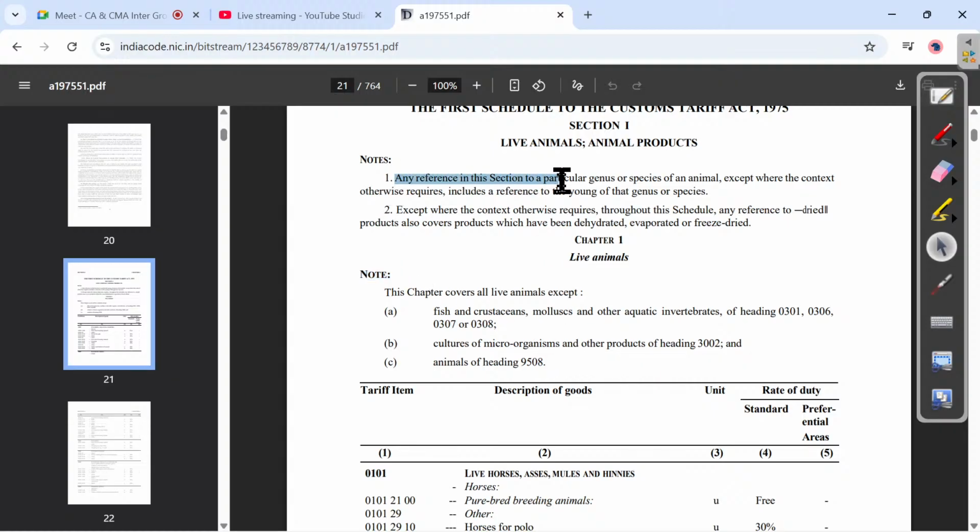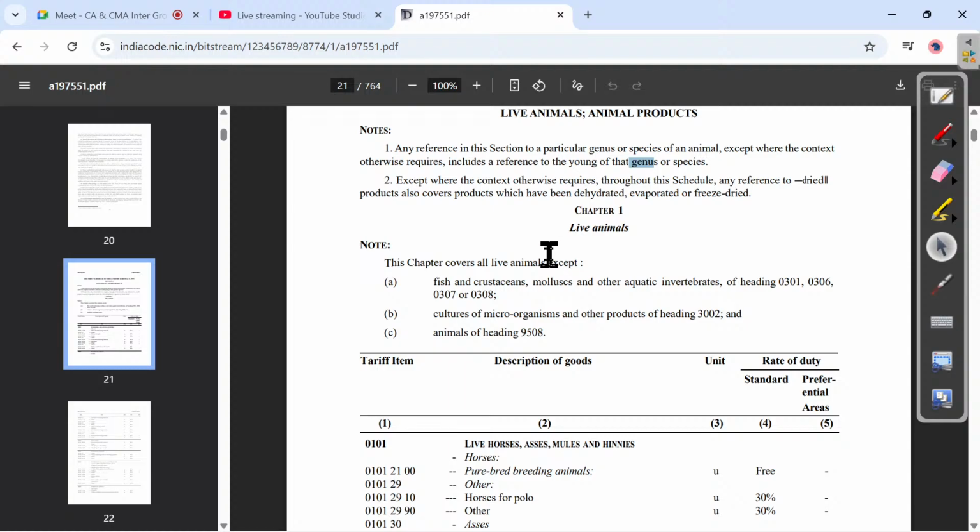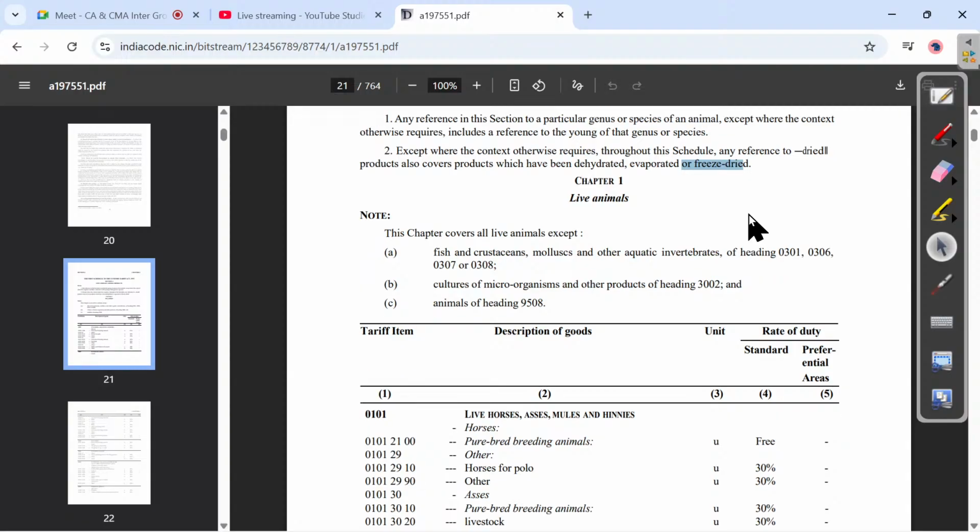Any reference in the sections to a particular genus or species of an animal, except where the context otherwise requires, includes a reference to the young of that genus or species. Not only the grown-up animal, even the young one of that animal will also fall into this. It may be dried products; it also covers products which have been dehydrated, evaporated, freezed, dried, and packed. Tinned meat and all will come under this. Okay, animal products, tinned meats. Here, live animals, this will not fall. Tinned meats will not come.